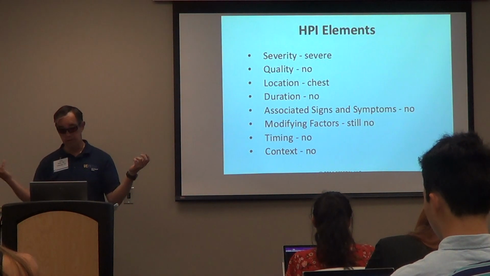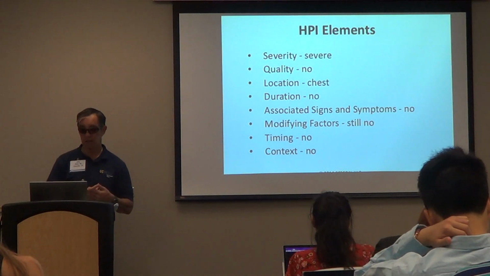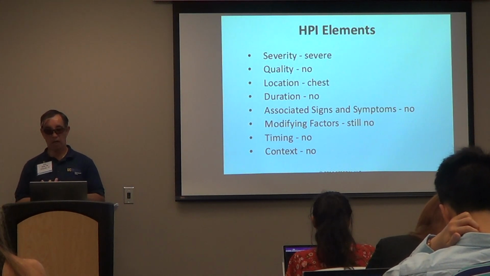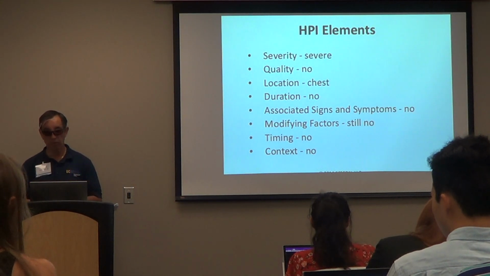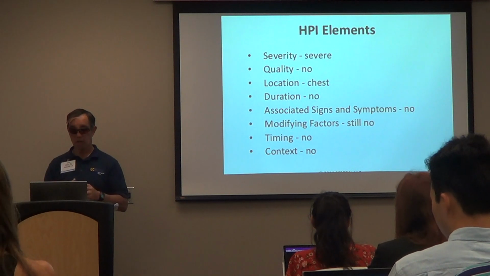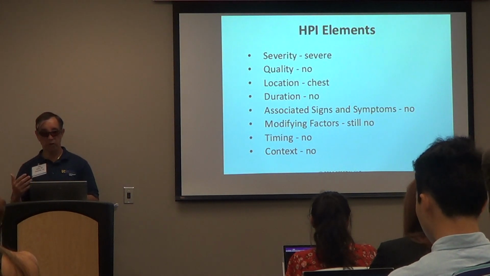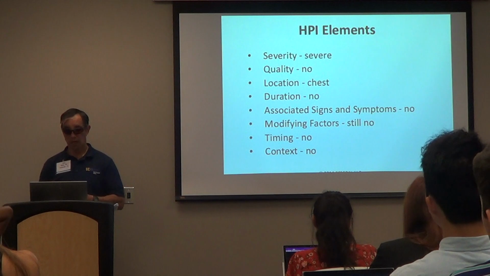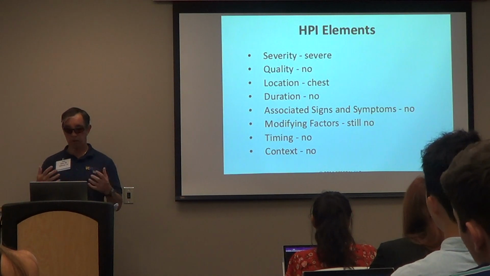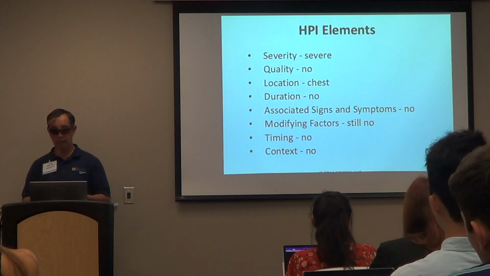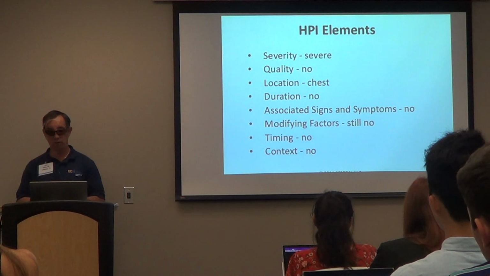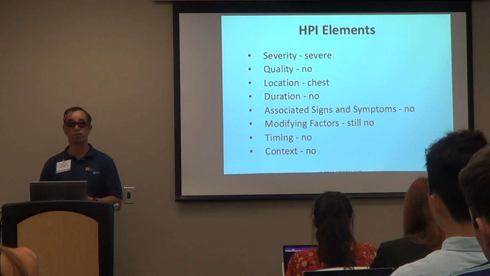So in the HPI, there are elements of any disease. Think about a knee injury. What's the severity of it, meaning was it mild, moderate, or severe? What's the quality of it? Is it burning? Is it piercing? Location: where is it? How long have they had it? And do they have other associated signs and symptoms? Do they have fever and chills?